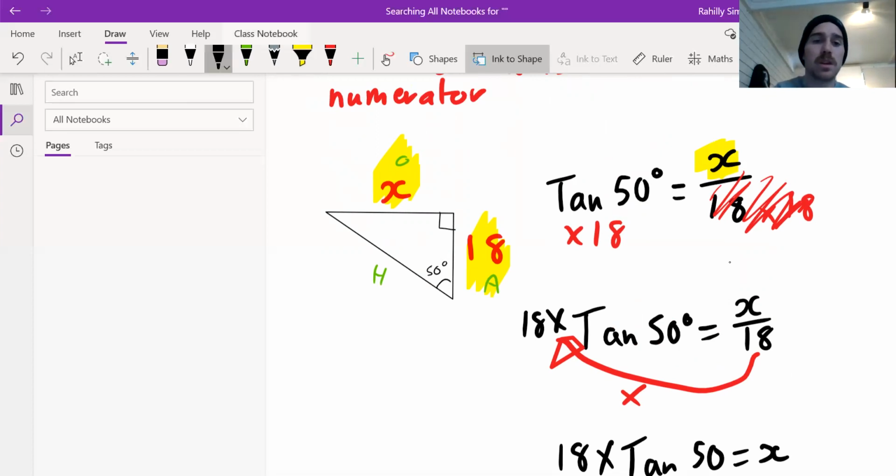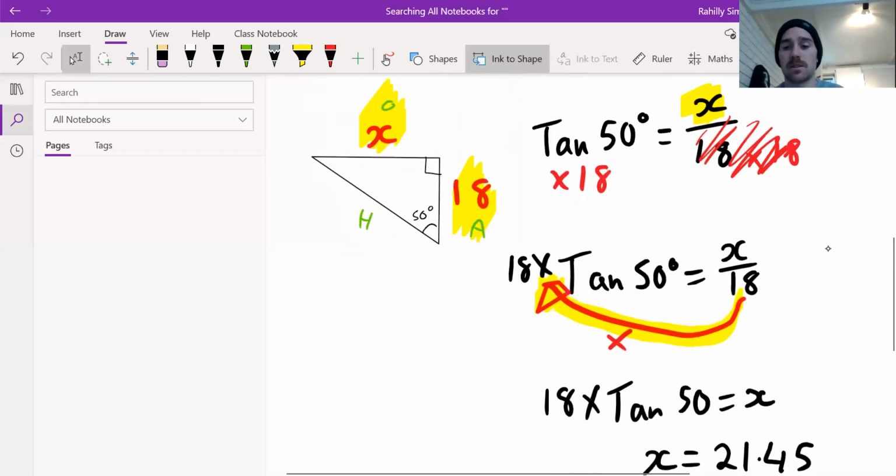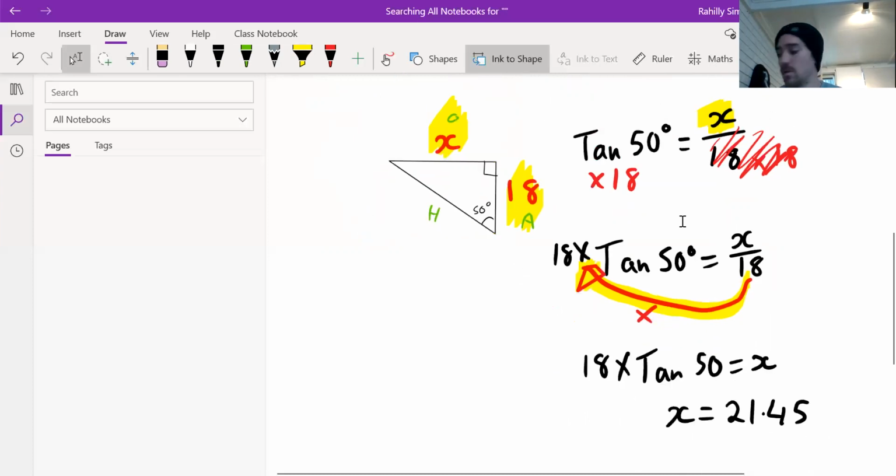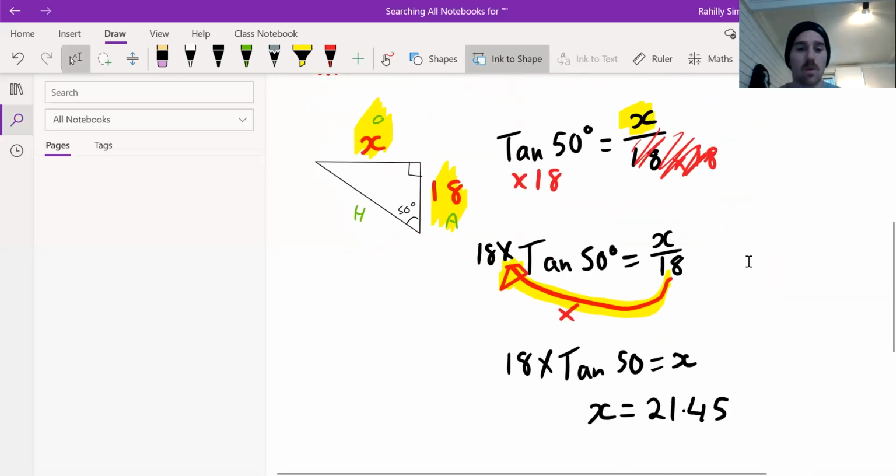Okay, so when our unknown is on top, when it's our numerator, all you have to do is bring your denominator across to in front of your trigonometric ratio and multiply it. So it's 18 times tan 50 gets you 21.45. All right, we will do one more example. Okay, let me write this down: 38, 42, x.